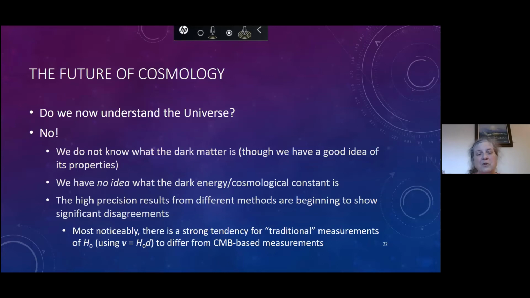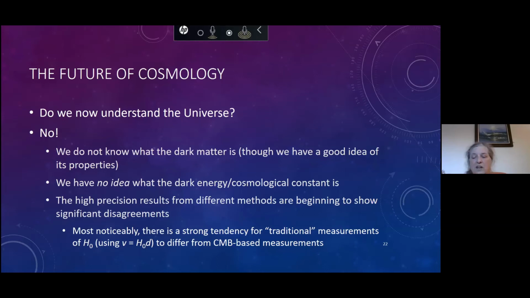We have absolutely no idea what the dark energy or cosmological constant is. Dark matter, we've got a pretty good idea of what its properties are. Dark energy, we simply do not understand. The natural way of interpreting it is as a quantum mechanical energy of the vacuum.